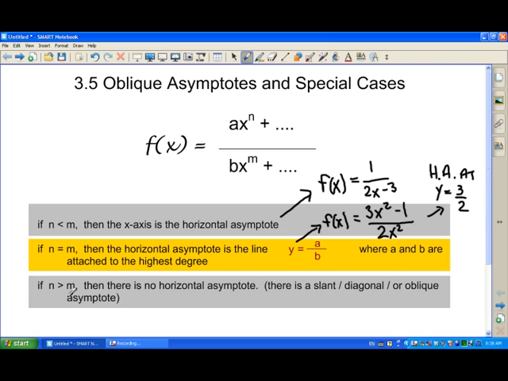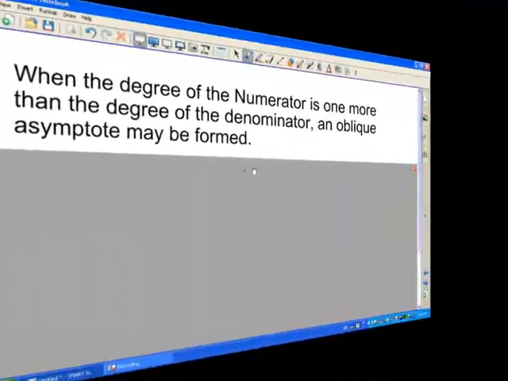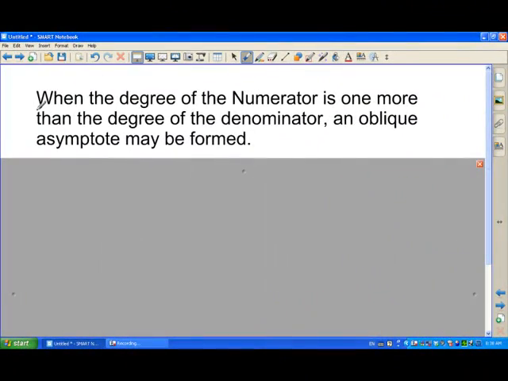And now today we're going to start looking at situations where the degree on top is higher than the degree on the bottom. And then we're going to see that there's no horizontal asymptote, but we may see a slant or a diagonal or an oblique asymptote. And we want to see how we can go about finding those asymptotes today. Just to reiterate, when the degree of the numerator is 1 more than the degree of the denominator, an oblique asymptote may be formed.